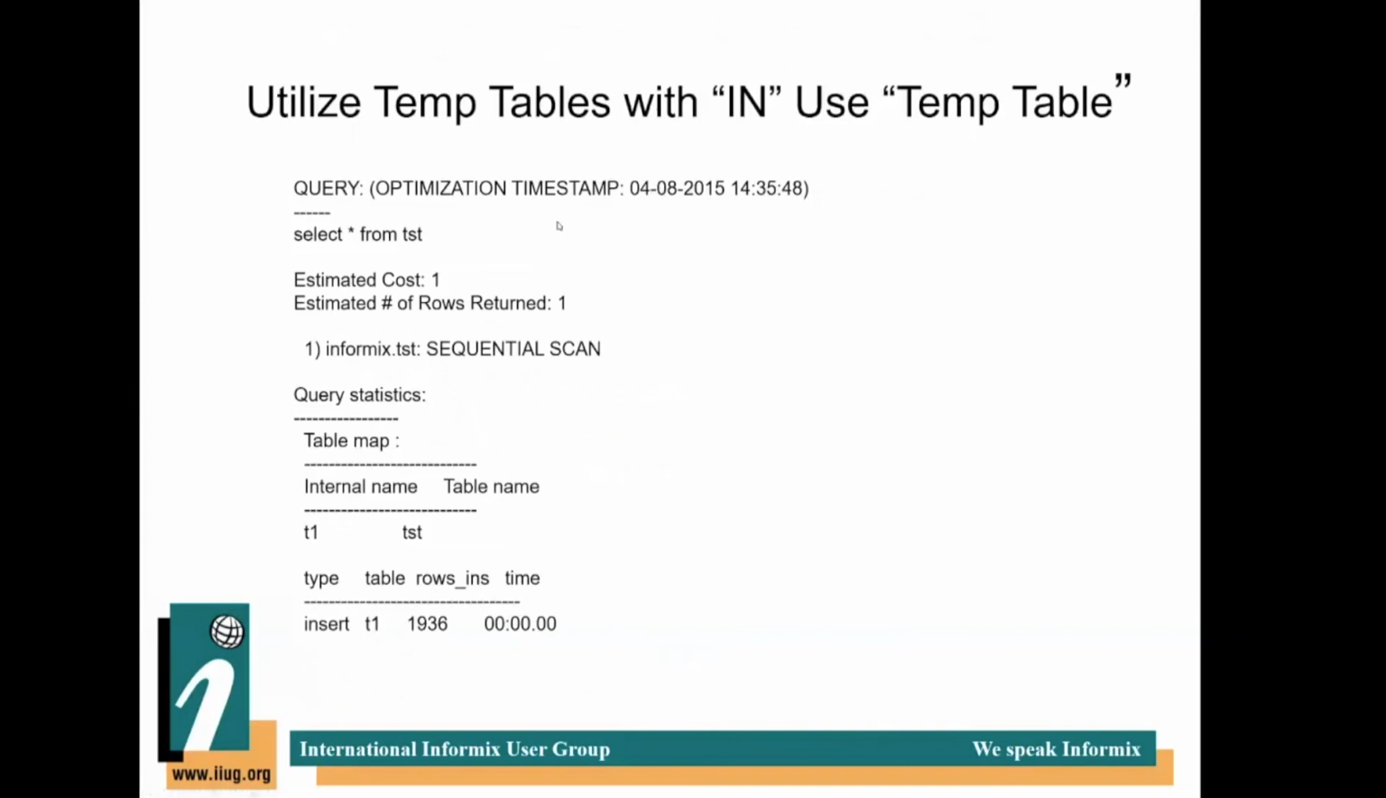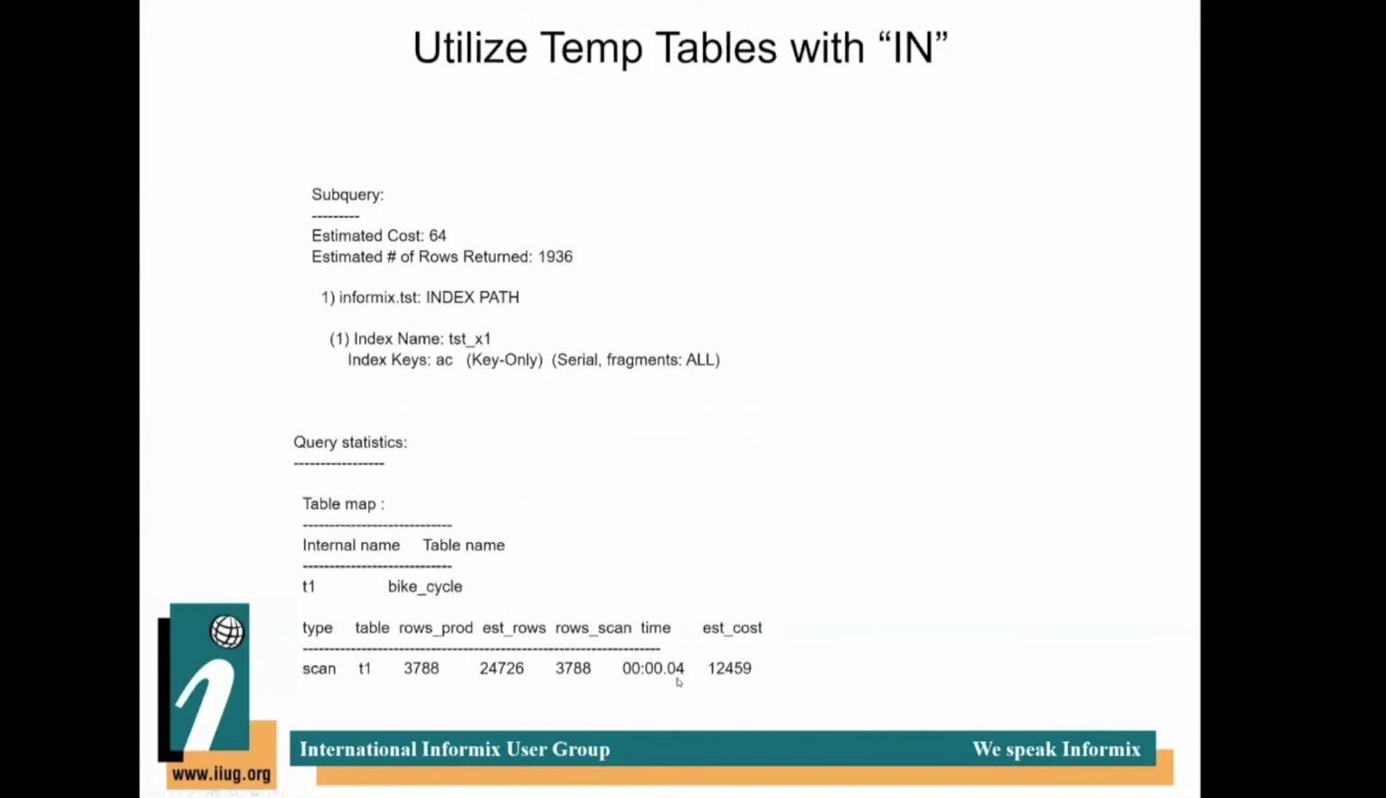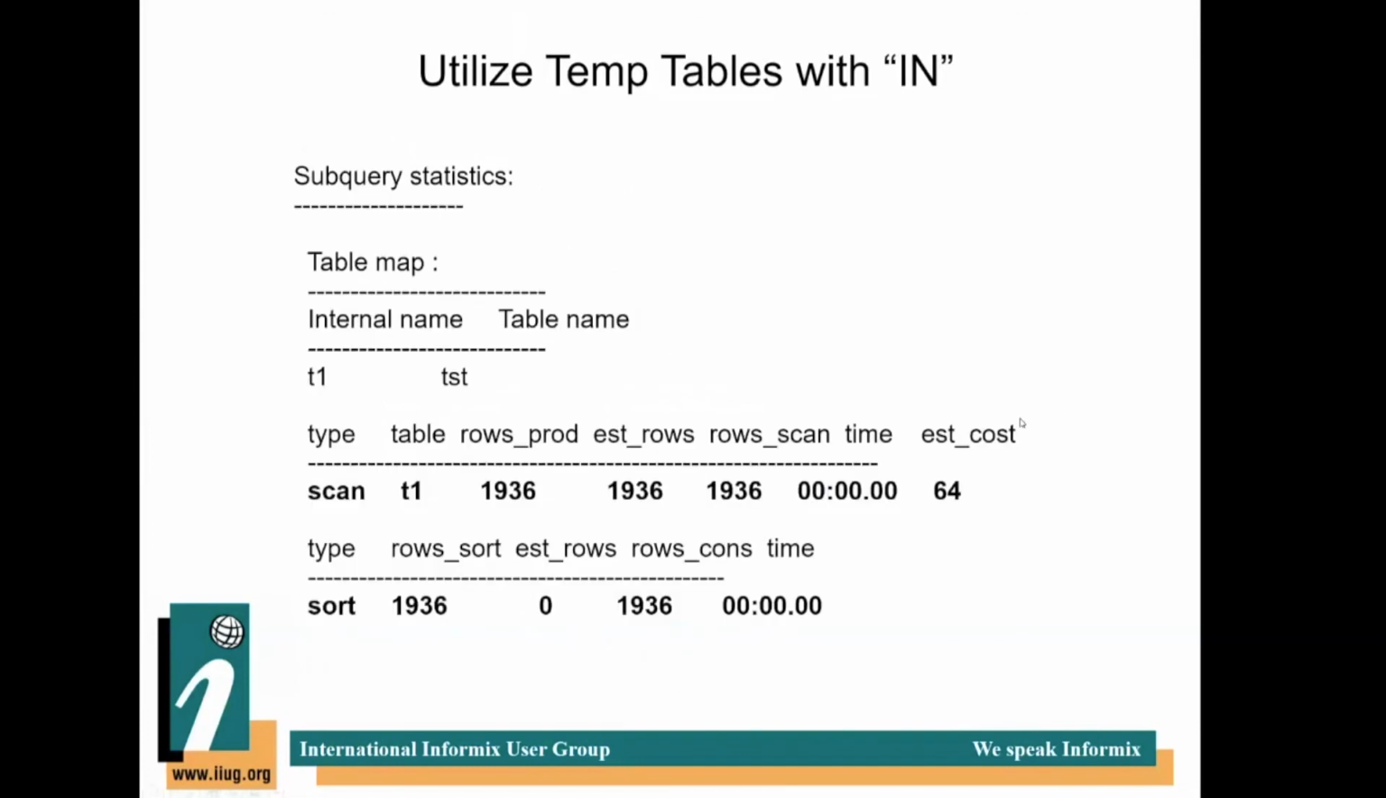Here's utilizing the temp table, we're just loading it into the temp table. Shows the index, we create an index on the temp table, ran the statistics on the temp table, and ran the select. The data was in the temp table. And the query came back in 0.04 seconds. Much quicker. Utilizing temp tables with IN clauses. Here's again, the query comes back.